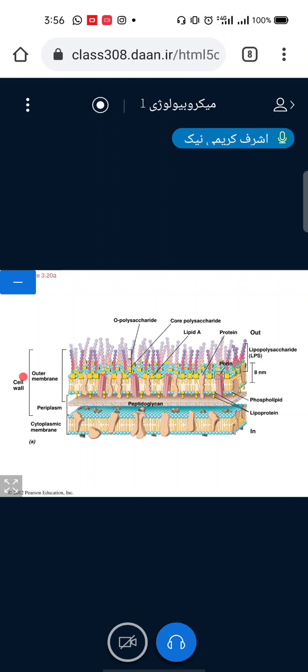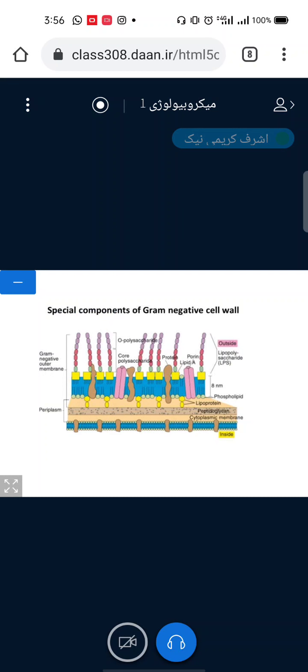In the outer membrane, you see LPS. You can see phospholipid. You can see proteins. Yes, protein, general protein, lipoprotein, general protein. Protein in this slide is distinctive.